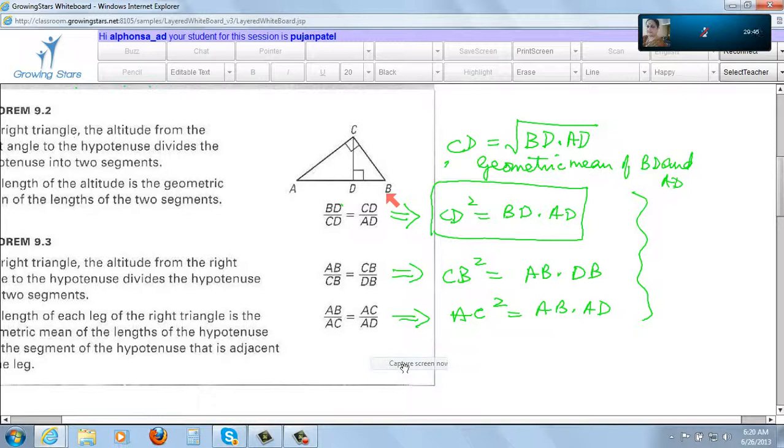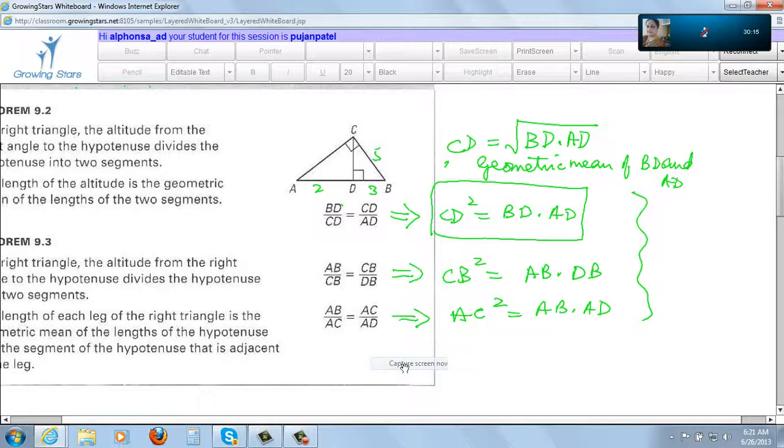This you should learn, because you'll be given questions with just numbers over here. You'll be given 2, 3, and then you'll be asked to find, without using the Pythagorean theorem, the length of the altitudes directly if you know these theorems. Okay, now with this in mind, we can go ahead and do the questions which follow.